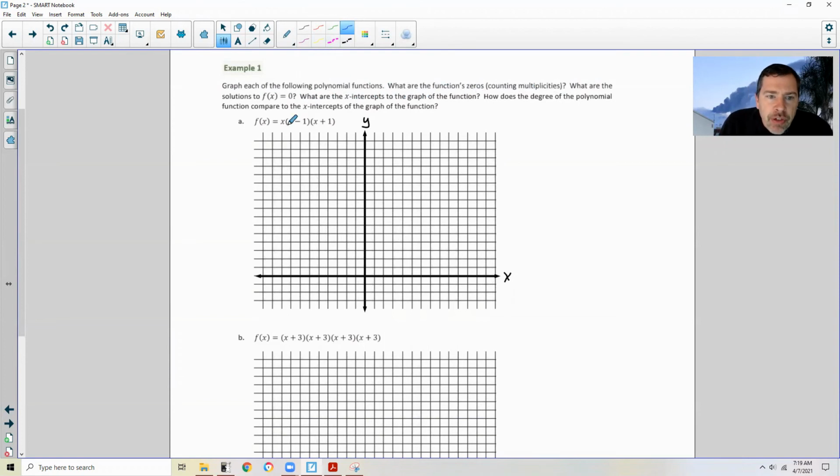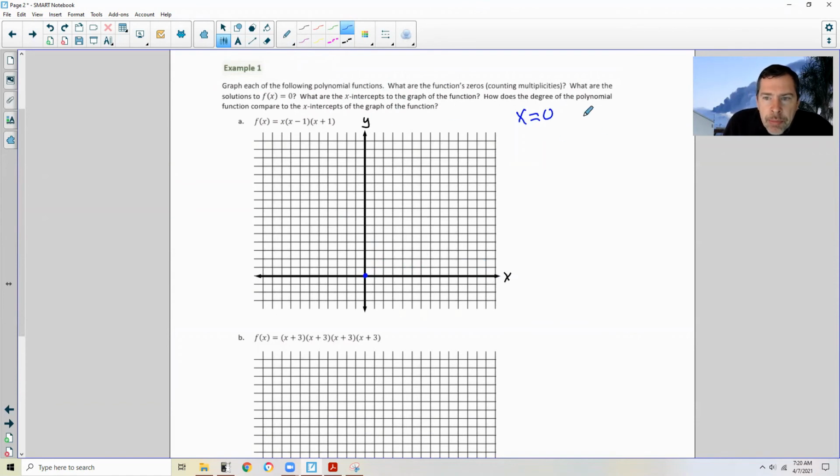Okay, so we're given this function in factored form. So what we do is take each factor and set it equal to 0. That's our starting point. So x equals 0, well, there is one of the solutions. So at x equals 0, we are crossing the x-axis. So I've already put the axes in, labeling them x and y.